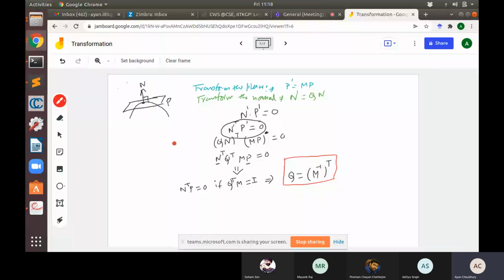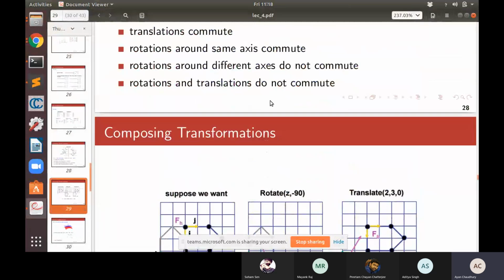And you can take some numerical examples to check that this actually works pretty fine. So this is a typical formula for surface normal transformation for the general case, and this is different from the other transformations. So now, let me see what are the things we are missing out.